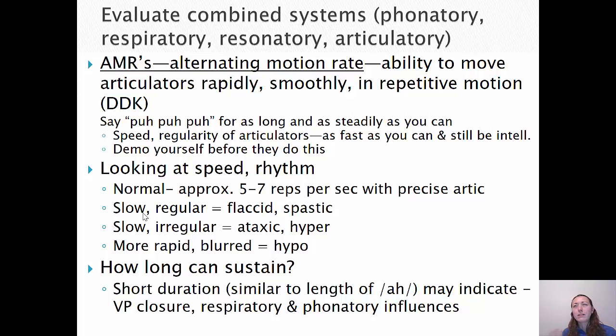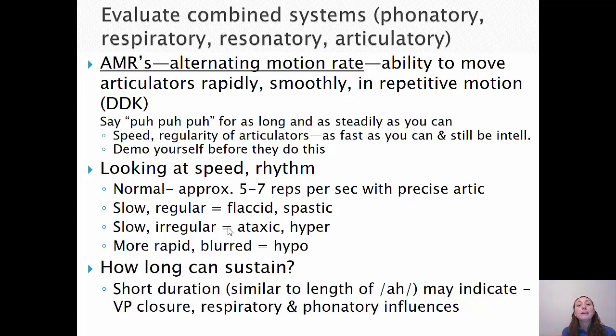I believe it's my Clark resource that gives some more context of some specific data. But in general, 5 to 7 reps per second is going to be consistent with precise articulation. And just for me, because I like to categorize, if I'm saying slow and regular AMRs, that might be flaccid, that might be spastic. Slow and irregular could be ataxic or hyperkinetic, or more blurred and rapid could be hypokinetic. That's something I like to do.